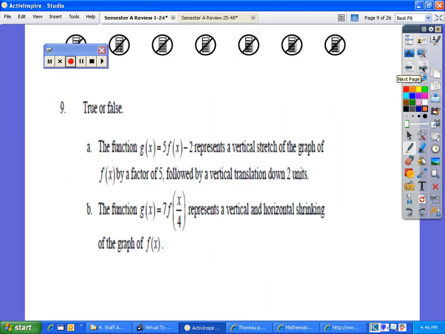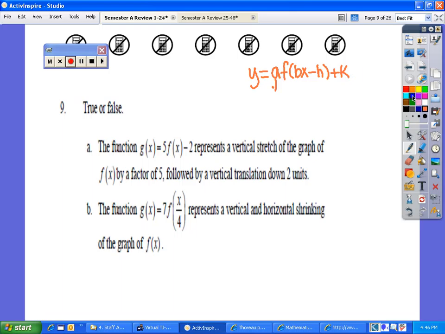Number 9. Okay, it says the function g of x equals 5 times f of x minus 2 represents a vertical stretch of the graph of f of x by a factor of 5 followed by a vertical translation down 2 units. So you have to remember this formula. We did give you this earlier in the year.